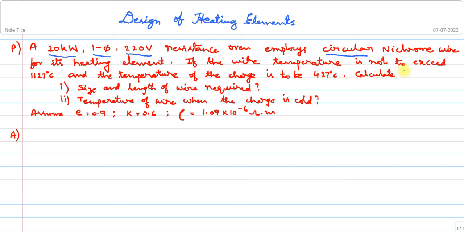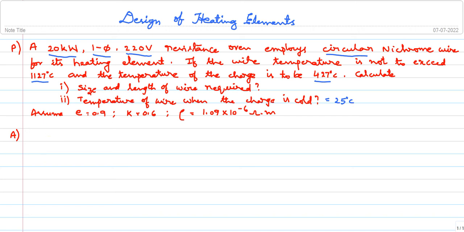If the wire temperature is not to exceed 1127 degrees centigrade and the temperature of the charge is to be 427 degrees, calculate the size and length of wire required, and the temperature of wire when the charge is cold. Cold means here we need to take 25 degrees centigrade, as a room temperature. So the charge is cold means we consider it as room temperature only, that is 25 degree centigrade. Now let us start doing it.